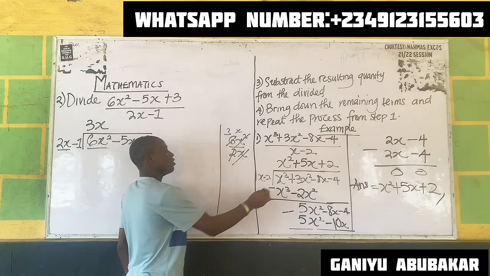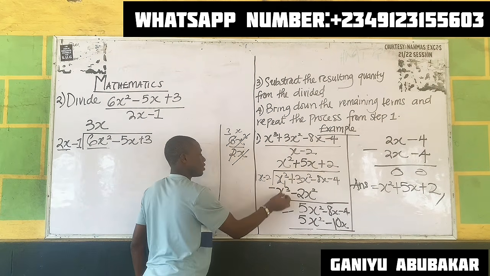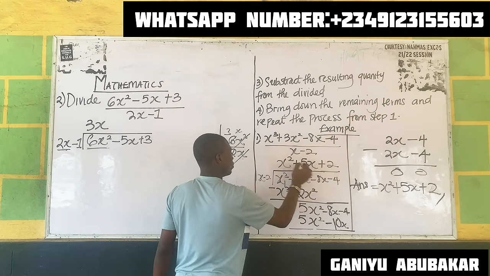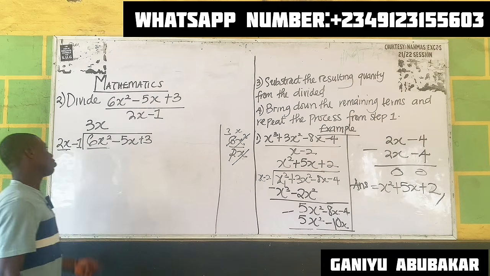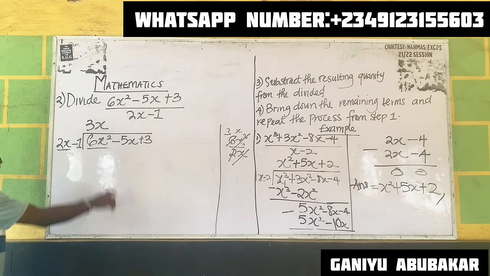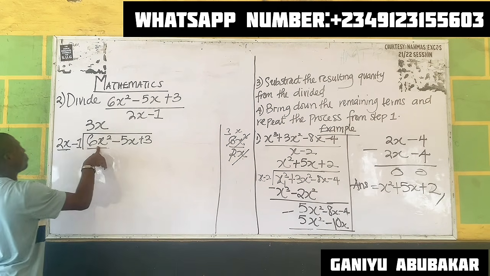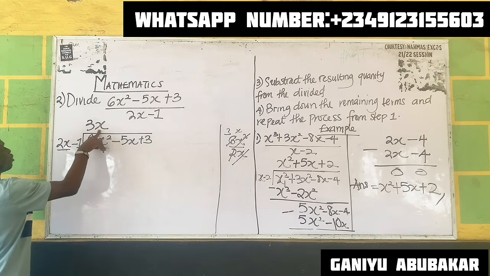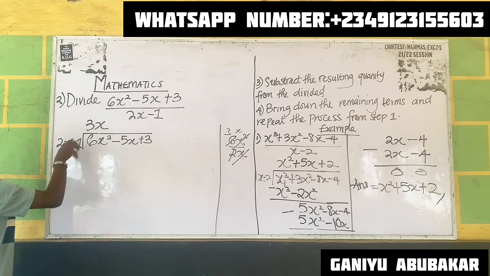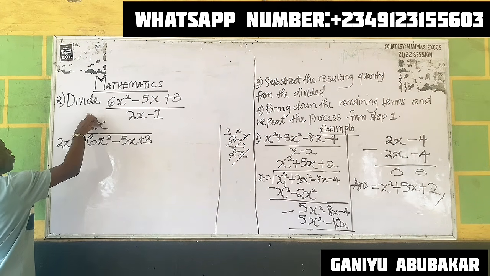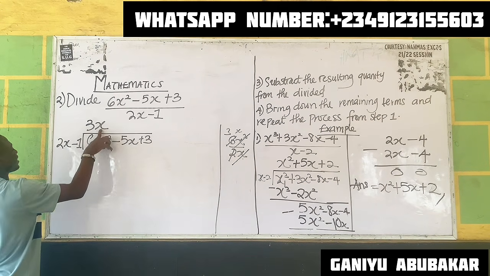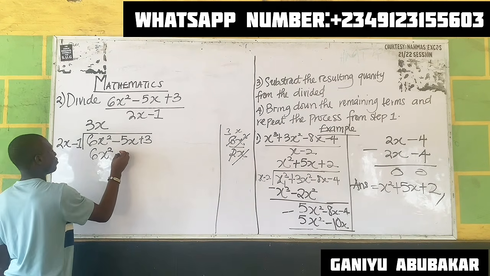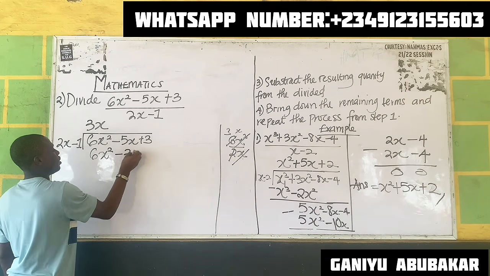The answer should fall under this pattern. Observe, when I divided this with this, my answer was falling under this. Whichever way you want it to be, the answer should be up here. Divide the leading term of the dividend by the leading term of the divisor. So that's the first step. Second step, multiply this resulting quotient term with the divisor. So 3x times 2x gives you 6x squared, and 3x times 1 gives you 3x.